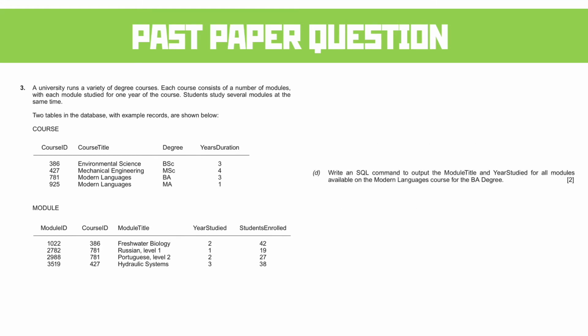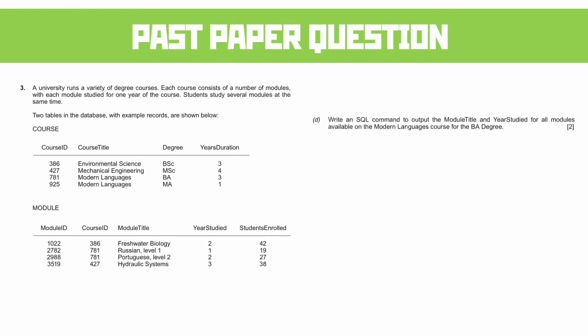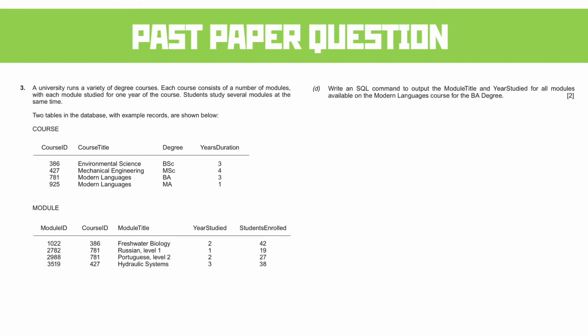Part D, and let's move that up to the top a little bit so we've got a bit of room. Write an SQL command to output the module title and the year studied for all modules available in the Modern Languages course for the BA degree. There's a lot of bits to this, okay?